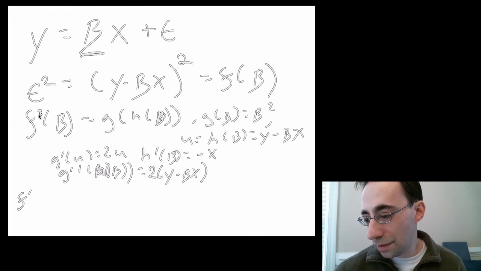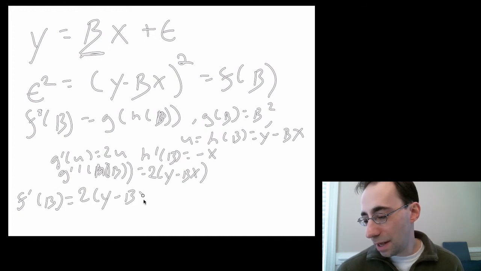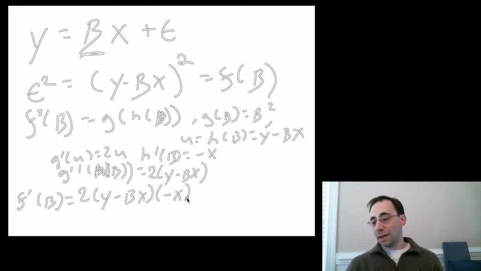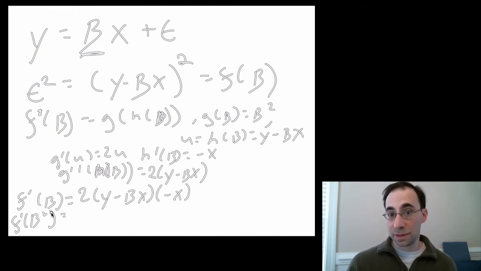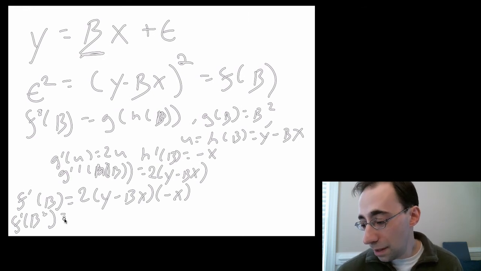Sorry, this should be regular. That's just f of beta. f prime of beta will be 2 times (y minus beta x) times negative x. There we go. That's f prime of beta. What do we do with this? Well, now we have to set it equal to 0 to find the optimum, or rather a possible extremum, the stationary point.